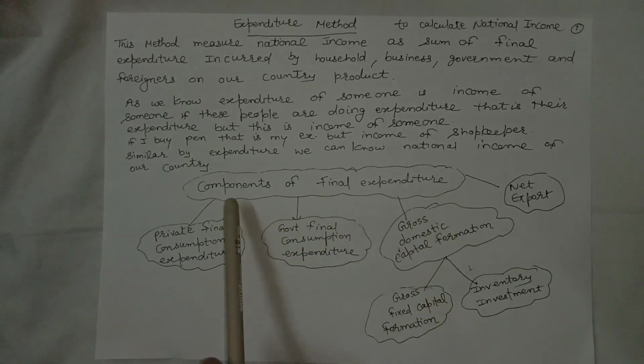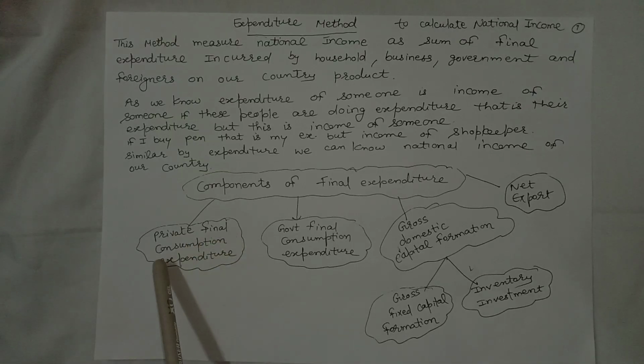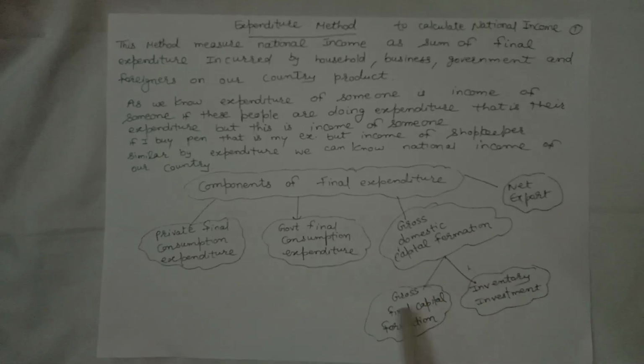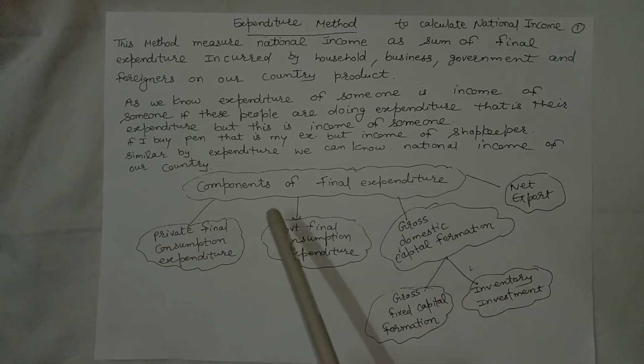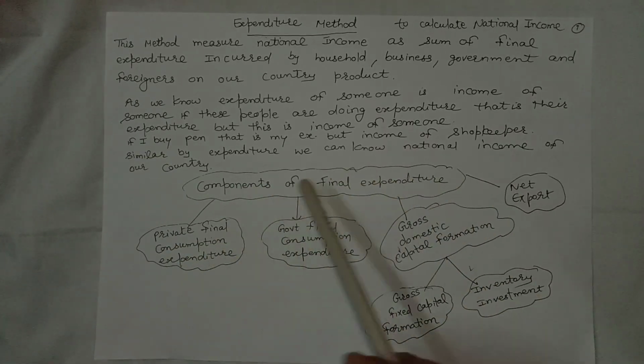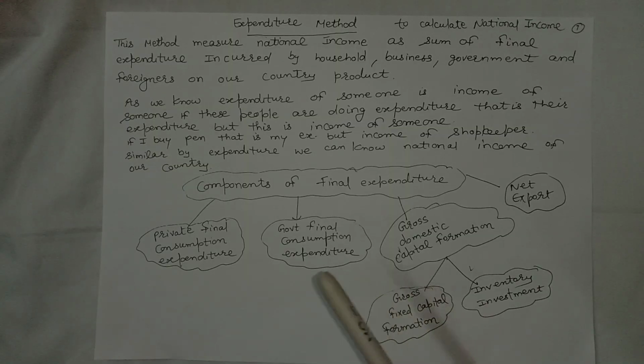Components of final expenditure: private final consumption expenditure, government final consumption expenditure and gross domestic capital formation, which is divided into two parts, gross fixed capital formation and inventory investment. And last is net export. Don't bother about it, this is not very difficult. I will make you understand all the components one by one. Okay, so let's start.